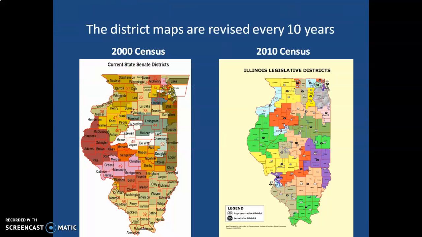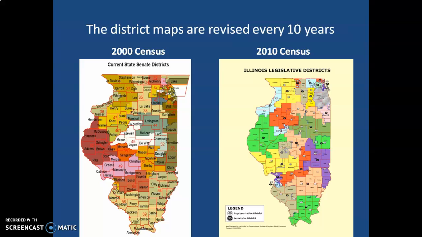These district maps are revised every 10 years after the census. And of course, every year that ends in a 0, we have a new census that determines the population of the states and regions within a state. And you can see here the comparison between the 2000 census and the 2010 census. Of course, we are now in the year 2022 as I make this video.